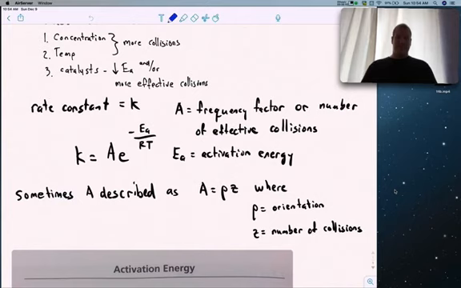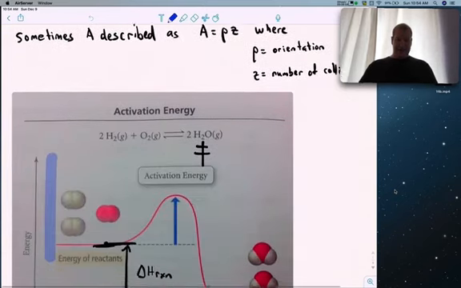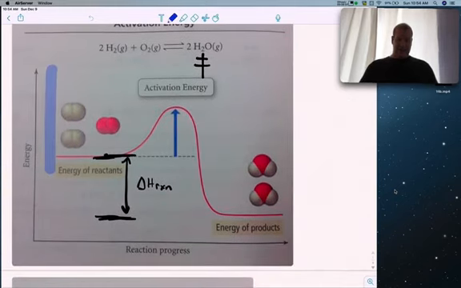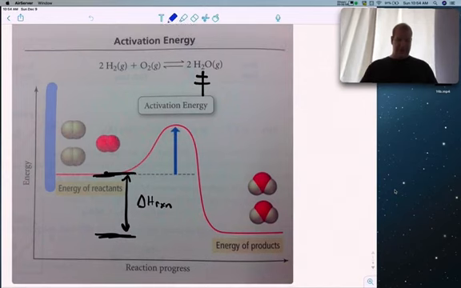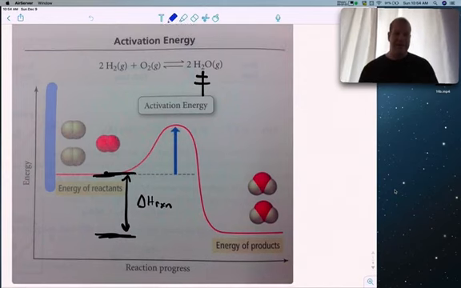I talked about this before. This is a semi-empirical model. So we're throwing a lot of variables into that A term and just saying it works over a certain period of time. And the Ea, this is the activation energy. I'm showing this chart here. The y-axis is energy, specifically potential energy, and the x-axis is the reaction progress. Usually reaction progress is internuclear distance.